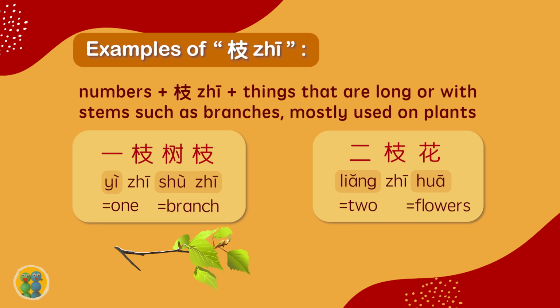两枝花: 两 means two, 花 means flowers. So you can see the picture. There are two roses with long stems and some leaves. And for this kind of flowers, we can use the measure word 枝.